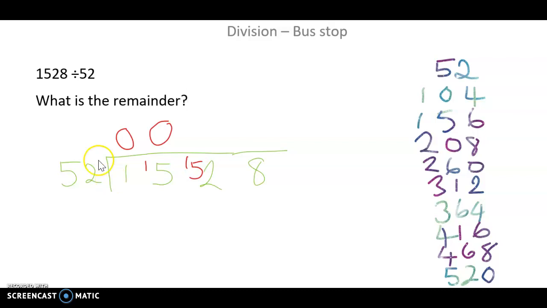So how many 52s are in 152? Well, I can get 1, or I can get 2. I can't get 3 because that's over 152. Okay, so I can get 2 in there.